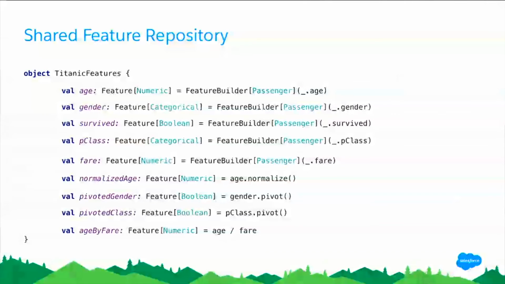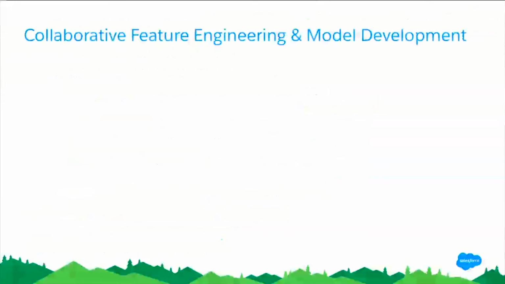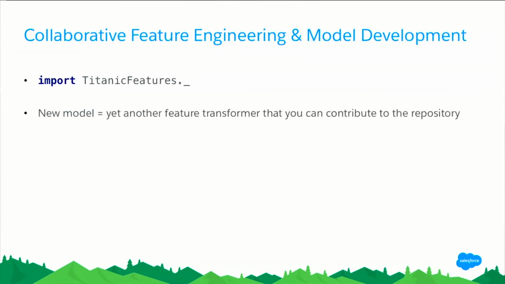So for instance, because of this nice separation that we have between the feature definitions and the underlying data, we can create this object of our Titanic features where we just list all the features that we want to use. And so if I want to now use some of those features to create a new model, I would just import the Titanic features. And a new model is basically just, go ahead.